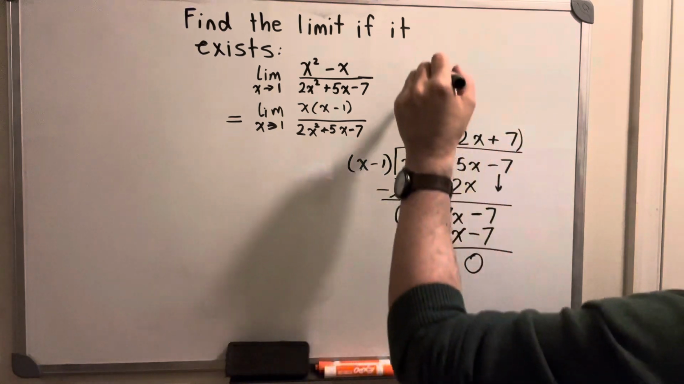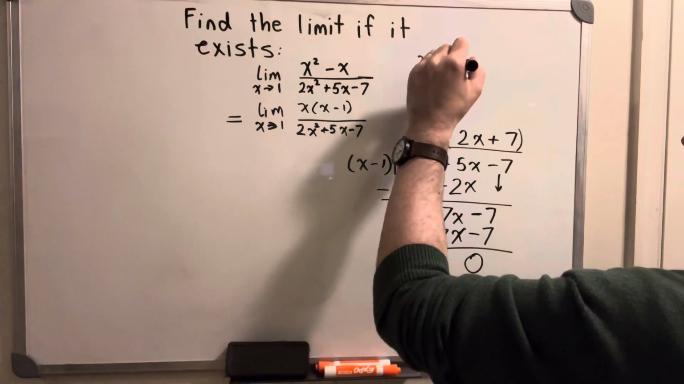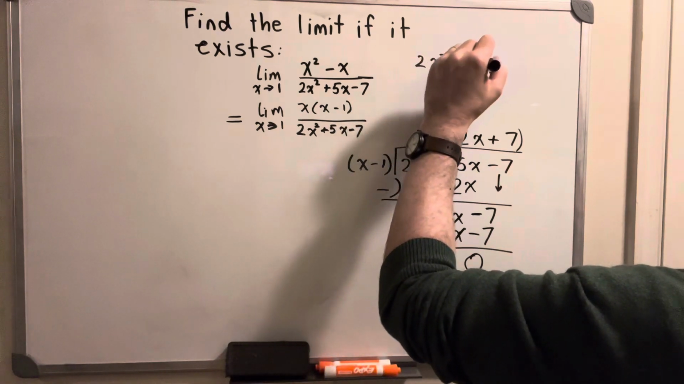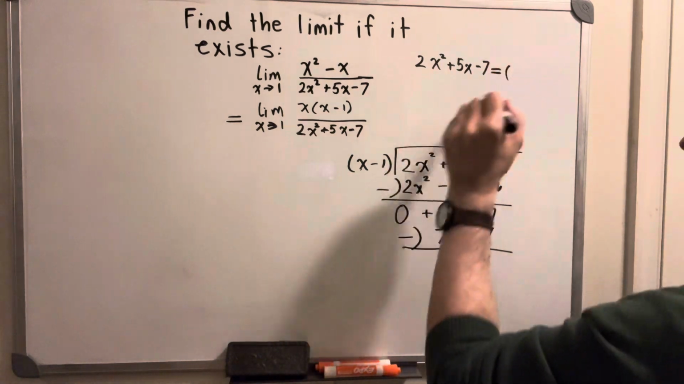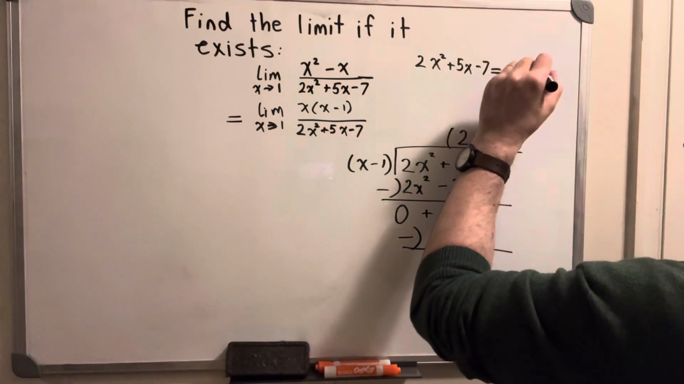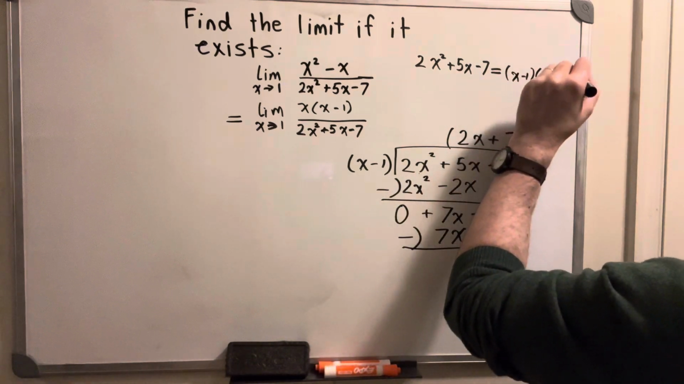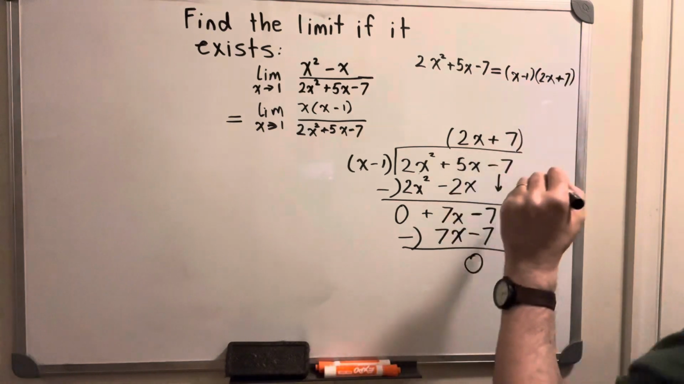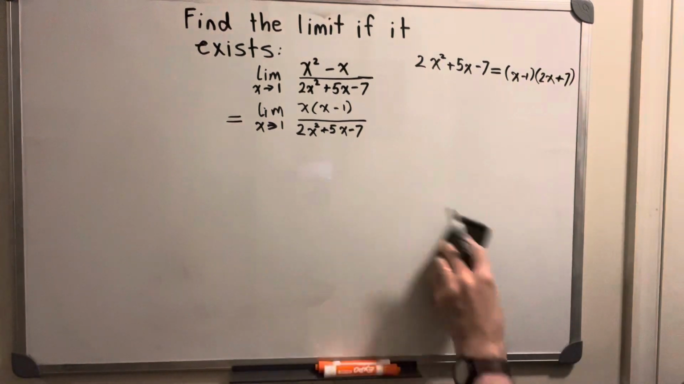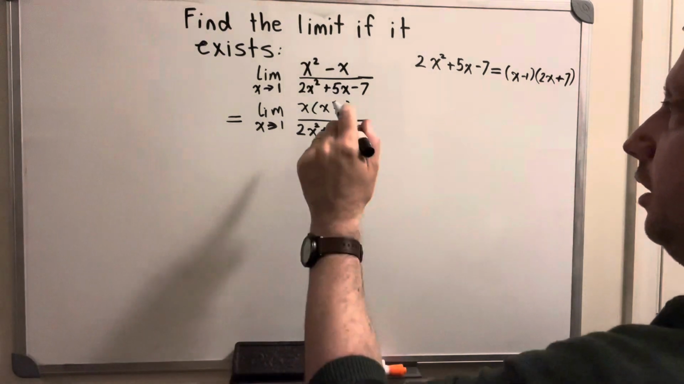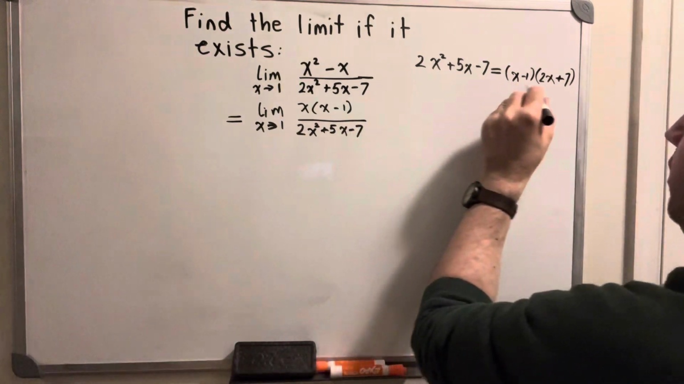And now we can say that 2x squared plus 5x minus 7 is the same as x minus 1 times 2x plus 7. So we can replace this with this.